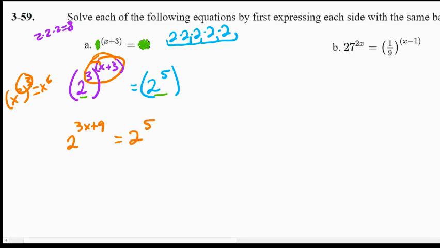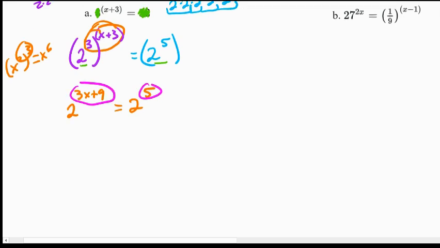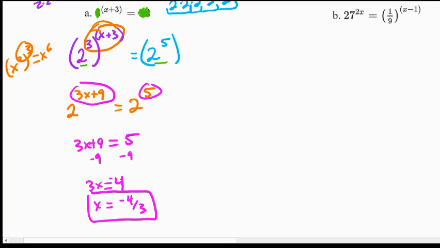And now the math gets very simple because since the bases are the same, then I know that the exponents have to match also. So 3x plus 9 has to equal 5. And then I just solve. So subtract 9 from both sides. 3x equals -4. Divide by 3. And my x value is equal to -4 over 3 as my answer.